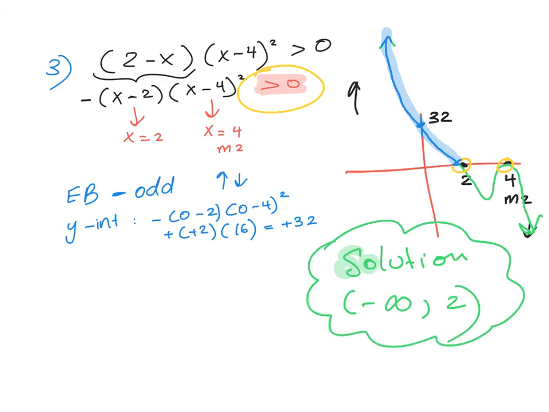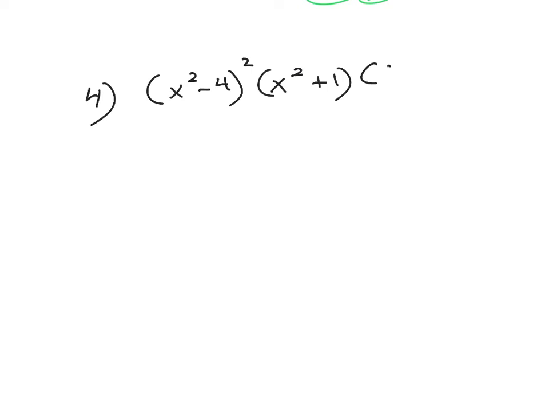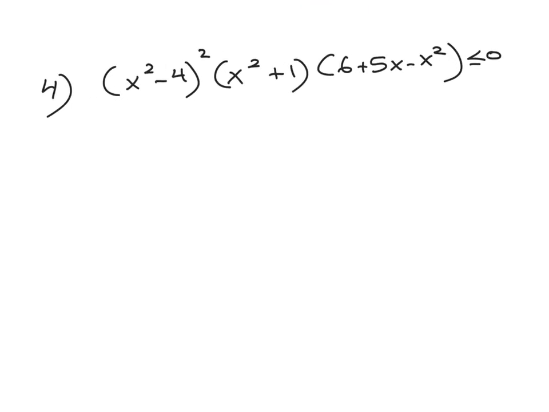Now let's move on to example number 4. Now in example number 4, I have x squared minus 4 to the power 2, x squared plus 1, and then 6 plus 5x minus x to the power 2. All of this is less than or equal to 0. Now I would like you to try this example on your own.